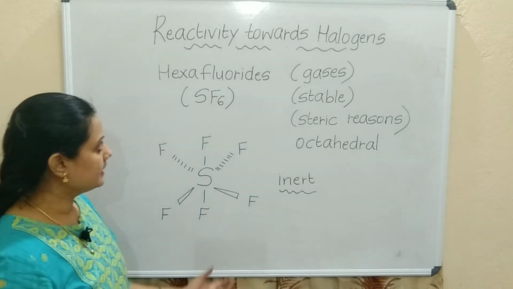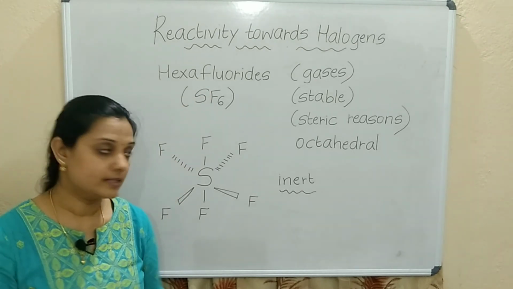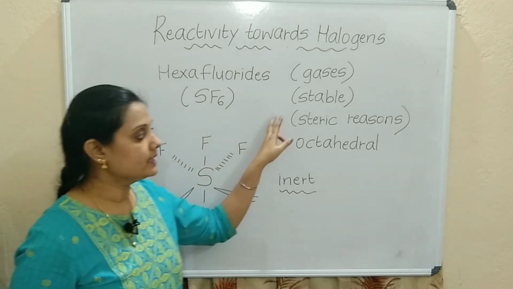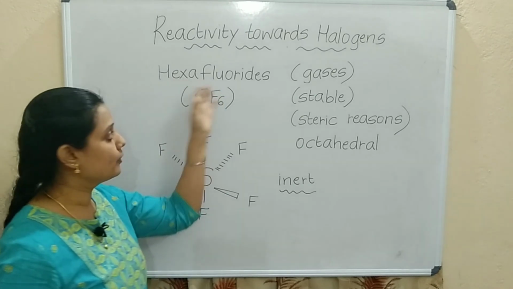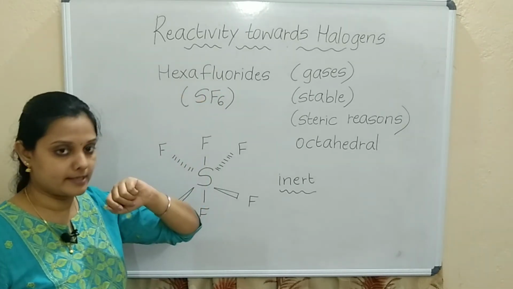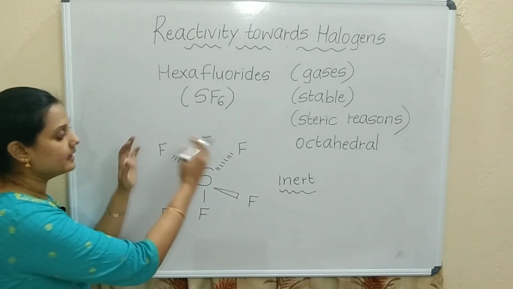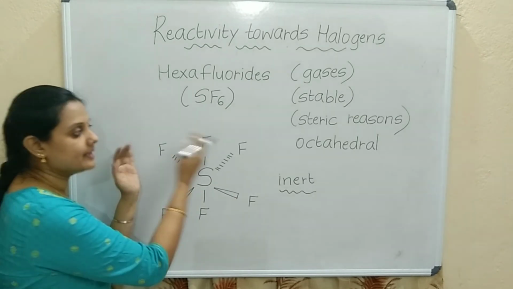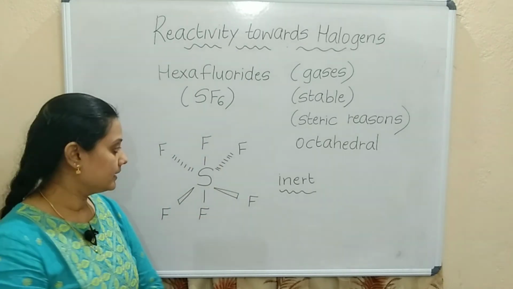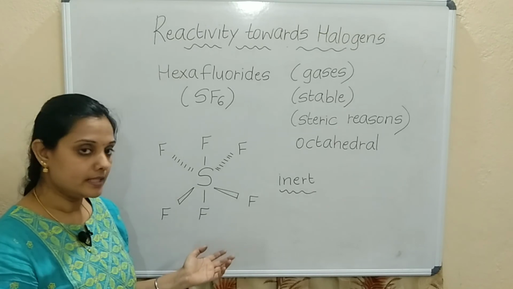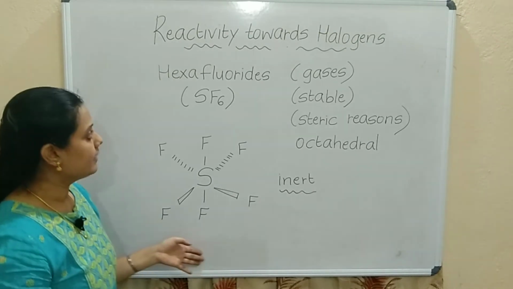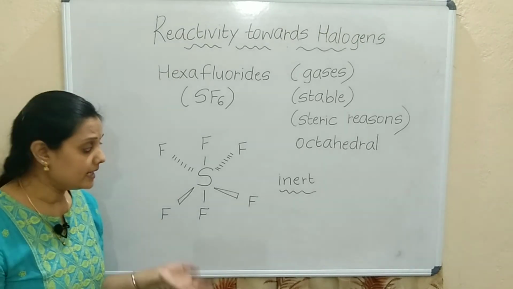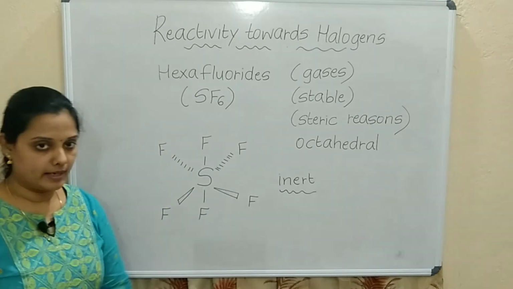So the reason why hexafluorides are more stable, that is because of the steric reason. 6 fluorine are there, or 6 halides are present, which will provide a protection, or we can say a steric. Correct? So these are the reasons why hexafluorides are more stable, and they possess an octahedral geometry also.